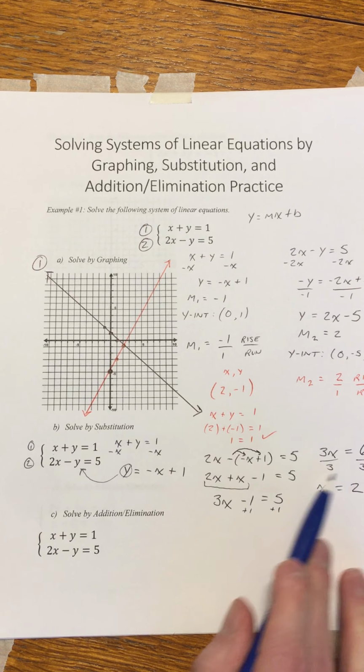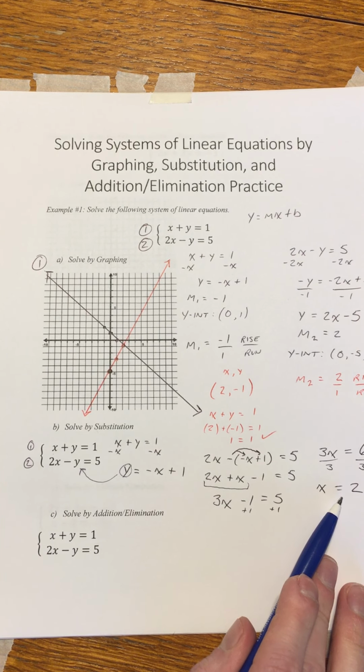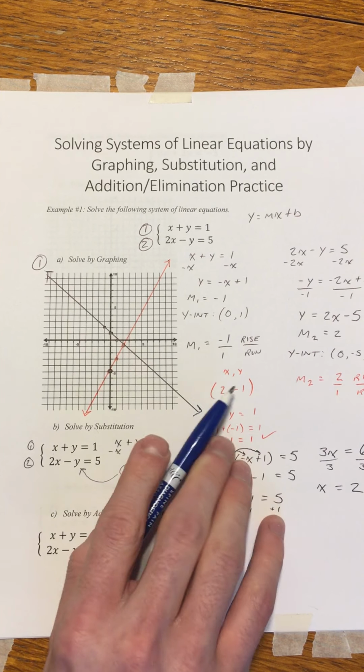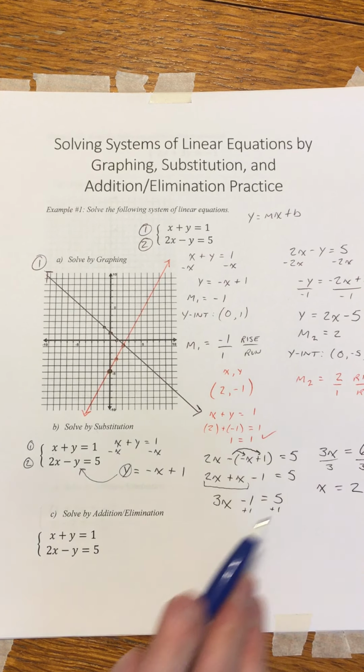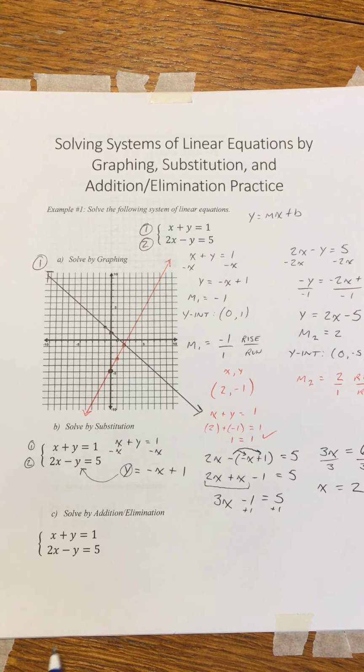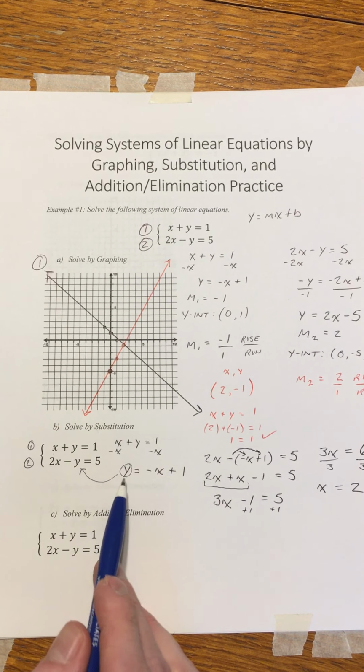This is a good sign because we expect to get the same exact answer that we had up here. Up here we found x to be 2. Here we found x to be 2 as well. So we know we're on the right track. Now the last thing we need to do is just solve for y.